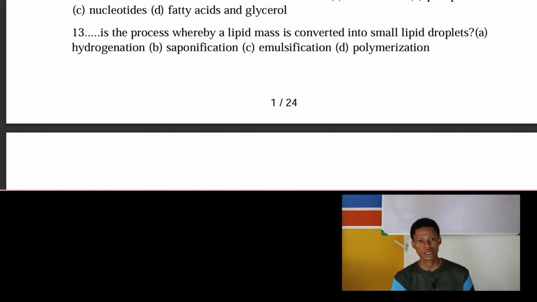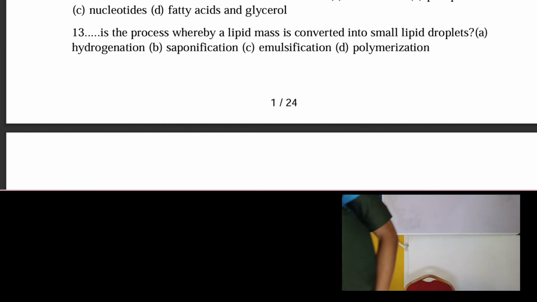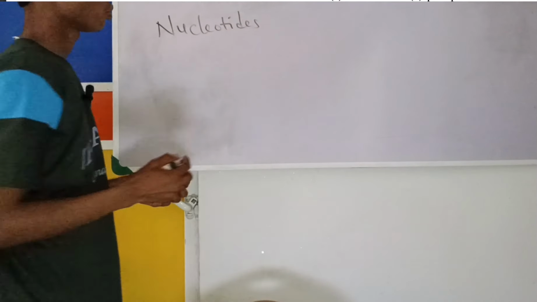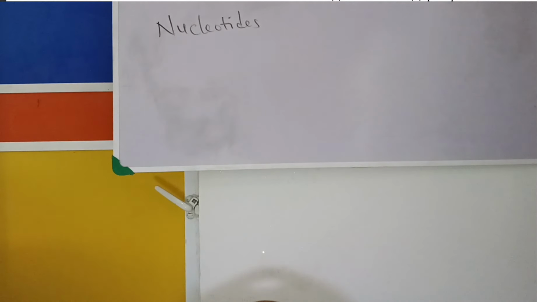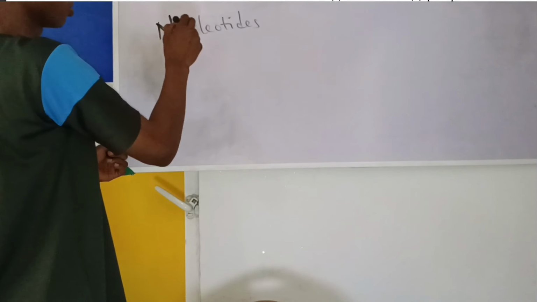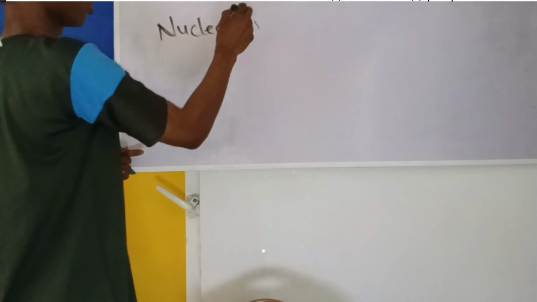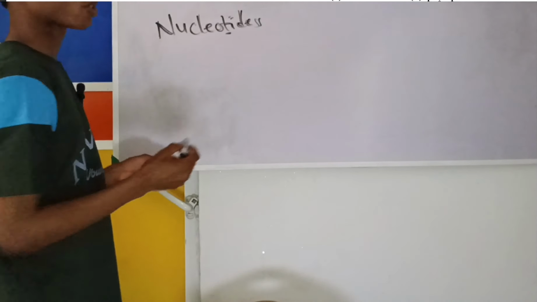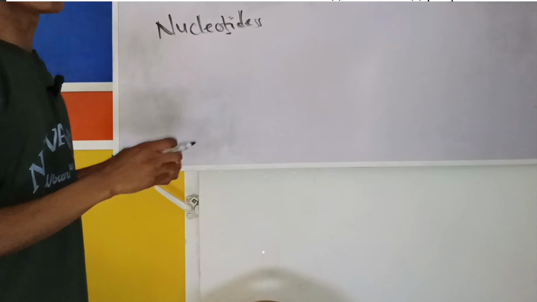Nucleotides are made up of three things. We said the building block of nucleic acid is nucleotides, the one that ends with T. Now, these nucleotides are composed of three things.